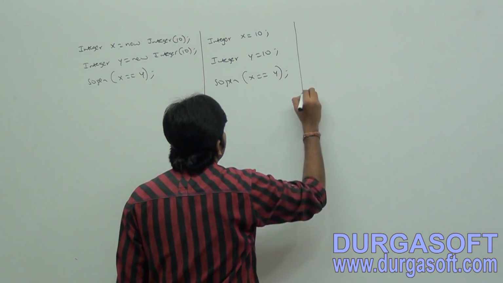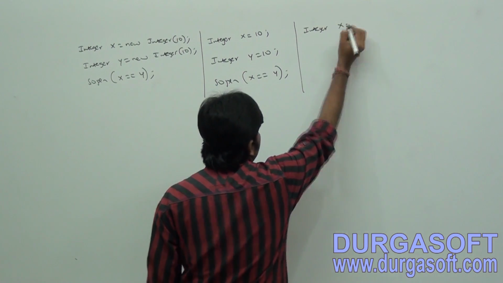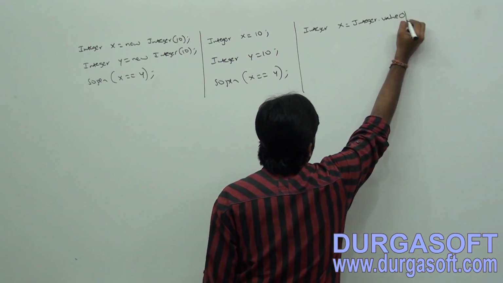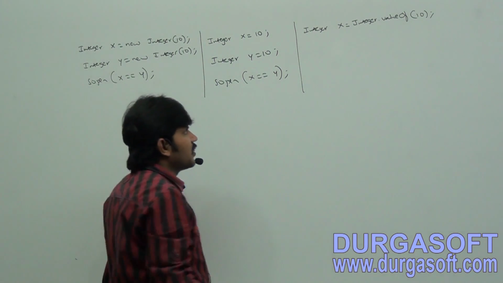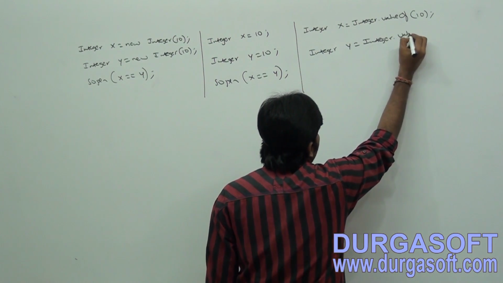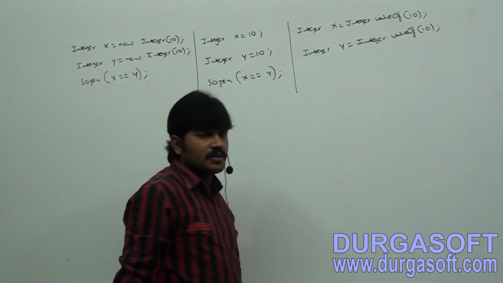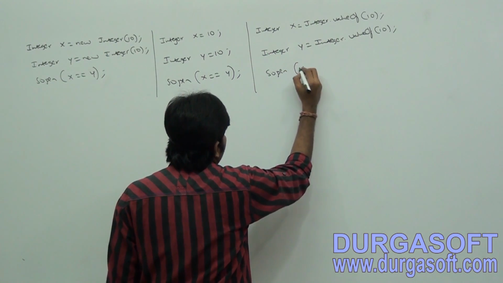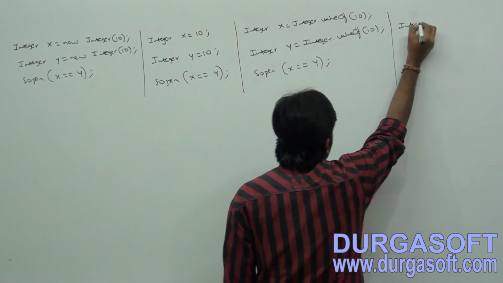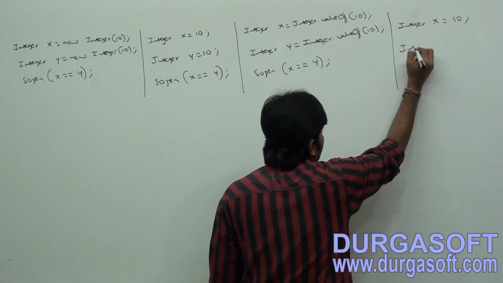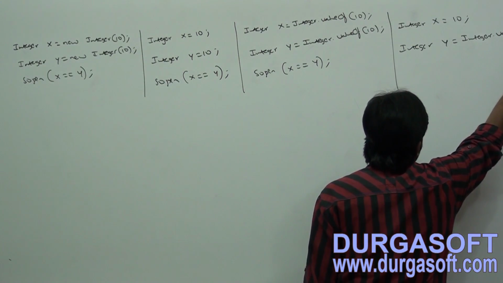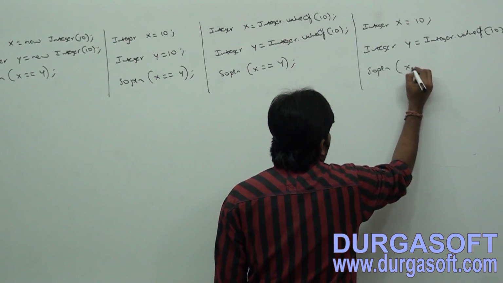Third, Integer x = Integer.valueOf(10); Integer y = Integer.valueOf(10); System.out.println(x == y). Next, Integer x = 10; Integer y = Integer.valueOf(10); System.out.println(x == y).